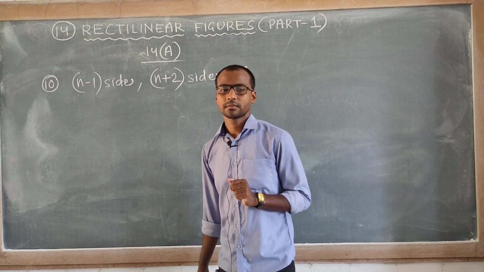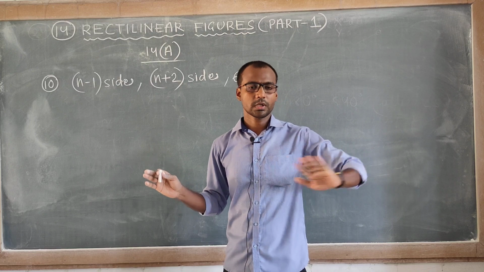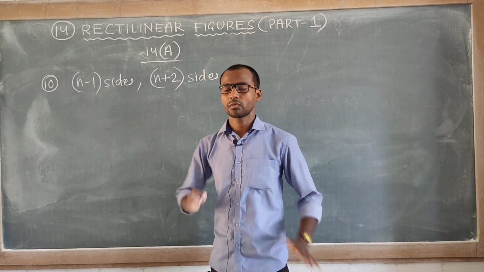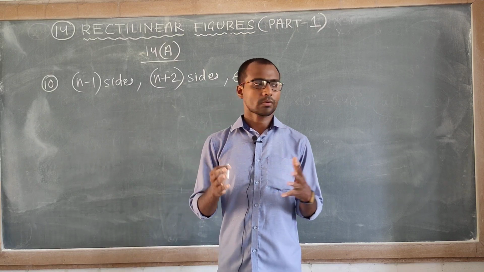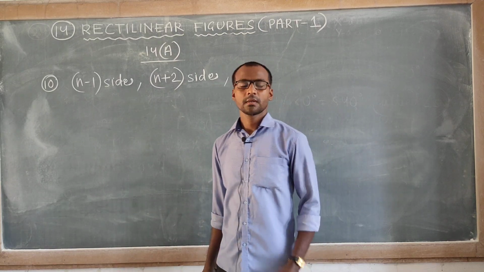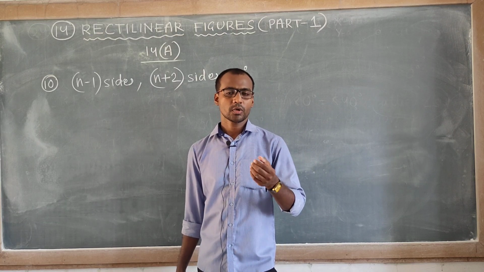Now, for a regular polygon, this is about exterior angles, so we will move to exterior angles. Don't think of the interior angle, that is (n minus 2) into 180, forget it now. We don't have any work with interior angle. So let us move to exterior angle. The sum of exterior angles is 360 degrees for any polygon.